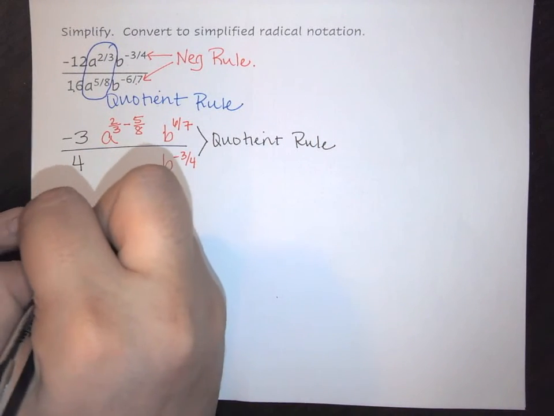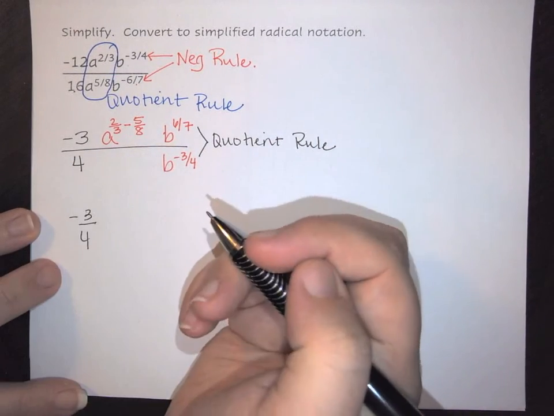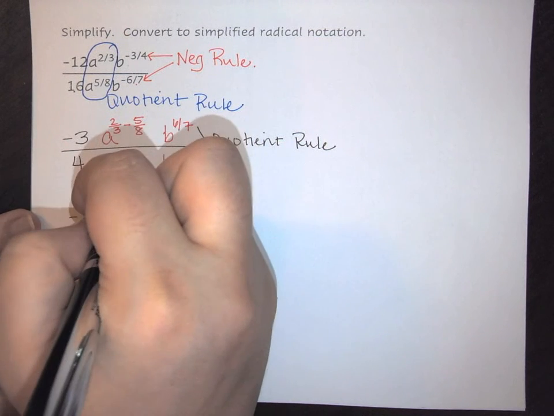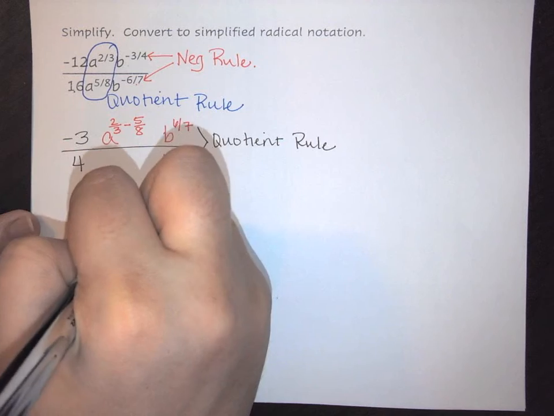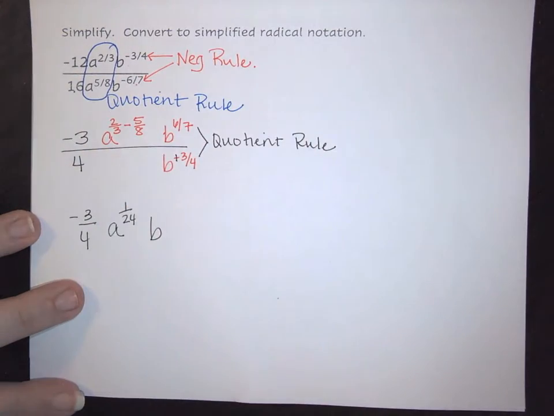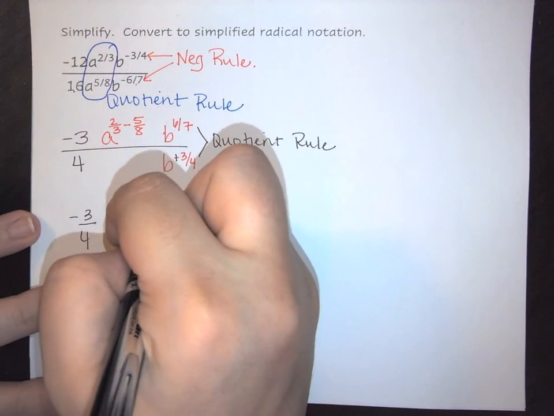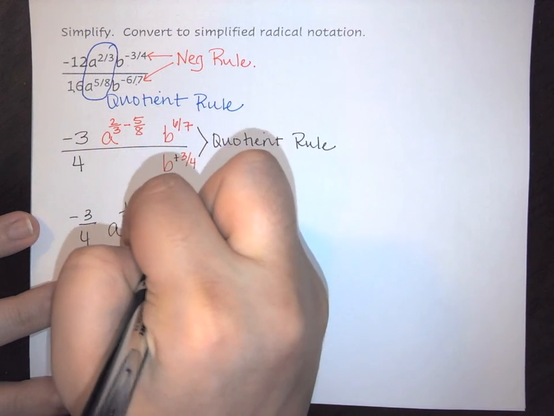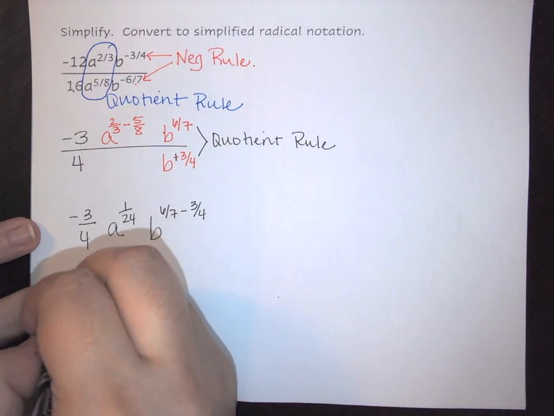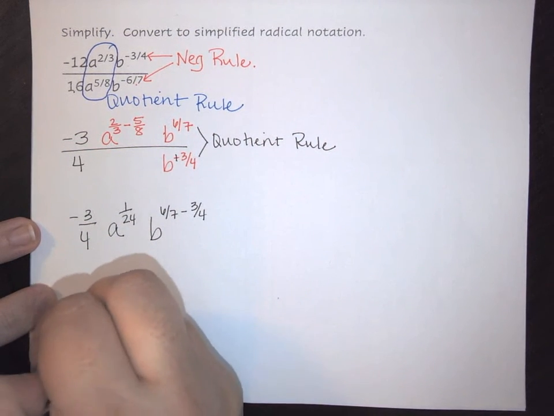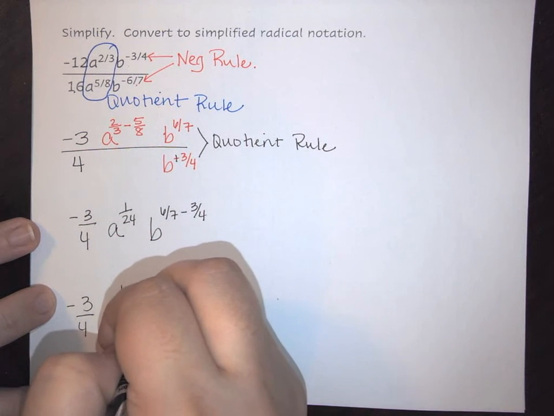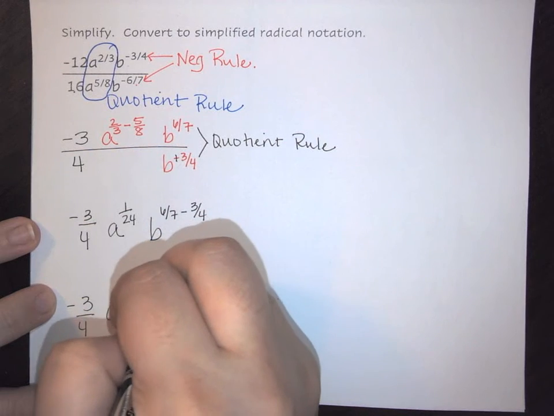So we have negative 3 over 4. This is going to be a to the 1 over 24, and this is going to be b, oops, sorry, that's a plus, to the 6 over 7 minus 3 over 4. So again, I have negative 3 over 4, we have a to the 1 over 24, and we have b to the 3 over 28.